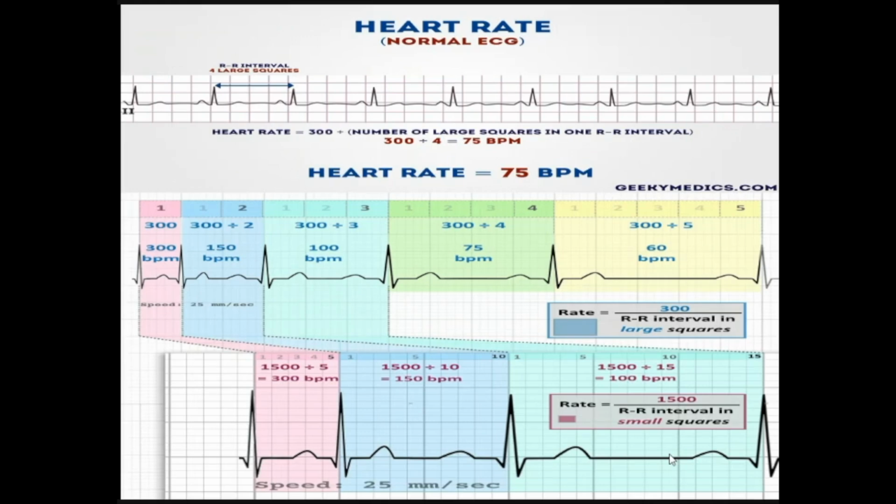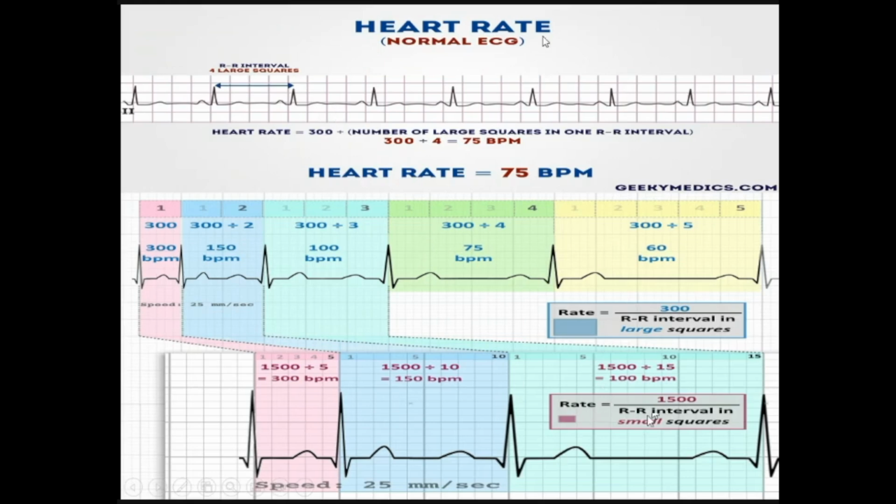Usually we count the heart rate between the RR interval. Easy way: you take the number of large boxes between your RR interval and then divide 300 by the large boxes. So 1, 2, 3, 4, 300 divided by 4 is 75. That's one way of doing it. Another way is 1500 divided by the RR interval in small squares. You just have to count the small squares.